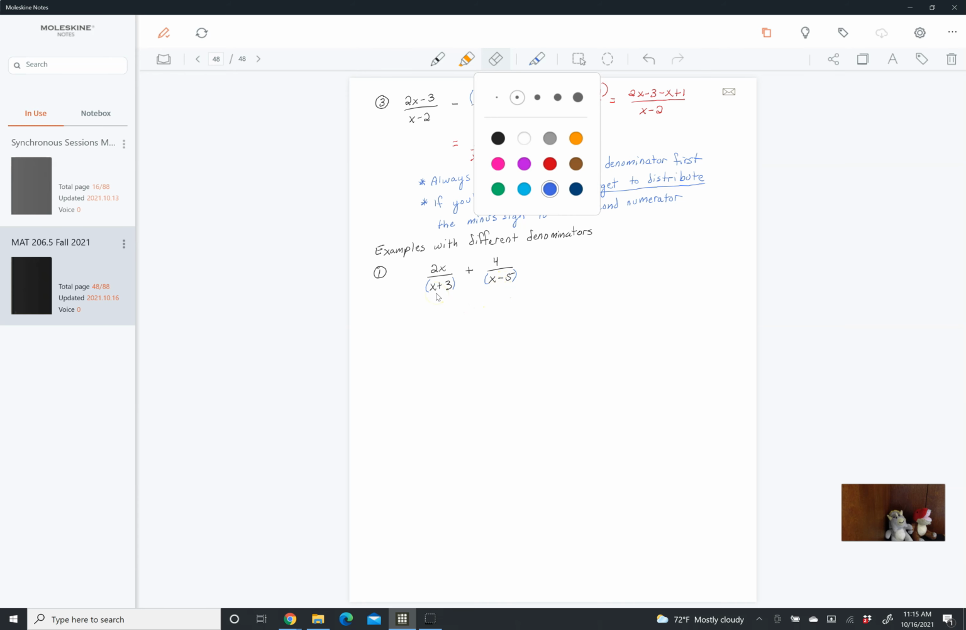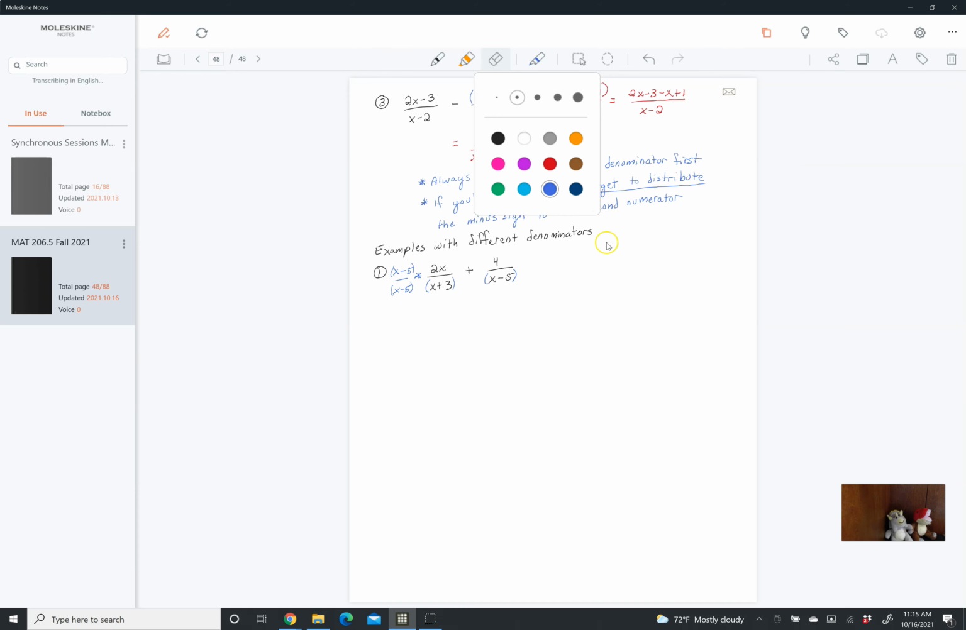X minus 5. Okay, and that's what you're going to multiply the first fraction by. X minus 5 over x minus 5, because you have to multiply by 1 so that you don't change the value of the fraction. So we're going to multiply this by x minus 5 over x minus 5. I encourage you to put it in parentheses so that you don't forget about distributing later on, and you'll see what I mean when we actually do it.